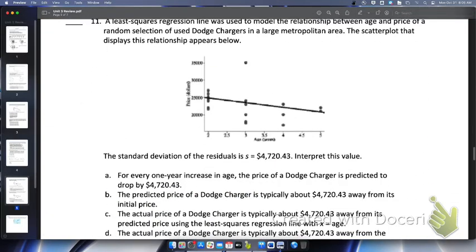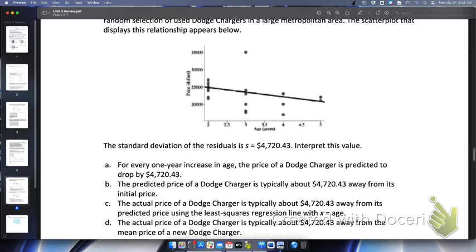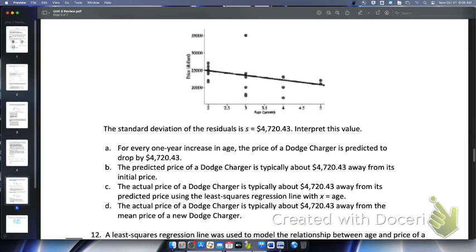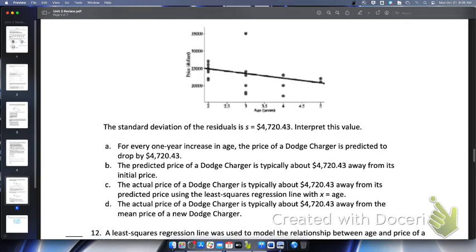All right, the least squares regression line was used to model the relationship between age and price of a random selection of used Dodge Chargers in a large metropolitan area. The scatter plot that displays this relationship appears below. The standard deviation of the residuals is S equals 4,720.43. Interpret this value. This is straight on just an interpretation of S. There is absolutely no math here. You are just interpreting what that number means. What is the interpretation of the standard deviation of the residuals?